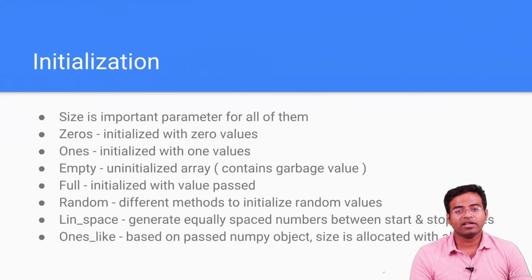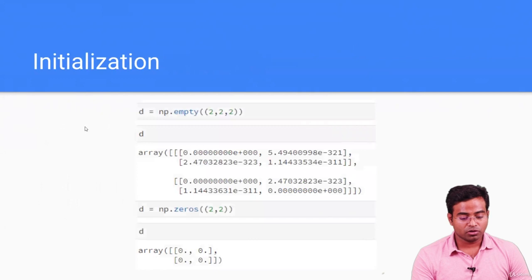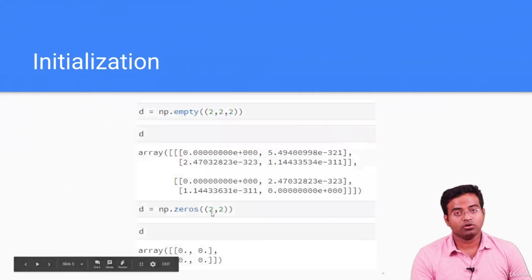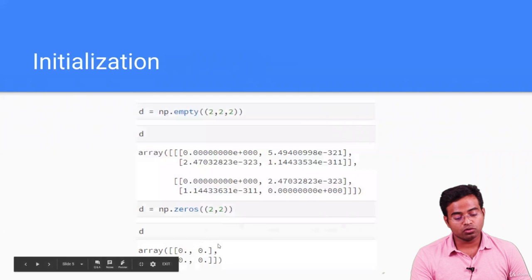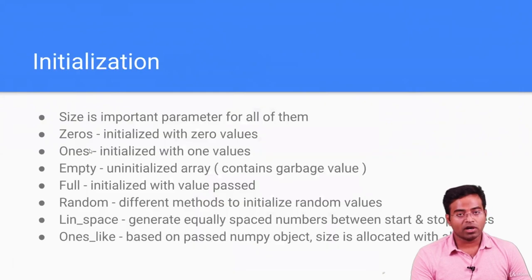Now let's understand how you initialize a NumPy data structure. Size is a very important part of it. Most of the APIs need size as an argument, and you will be passing size as a tuple. Let's see one by one. We have zeros here, np.zeros (2,2). You are passing size as a tuple, and when you give 2,2, you are creating a 2x2 NumPy array with all values initialized to zeros. Similarly you can do it for ones also.